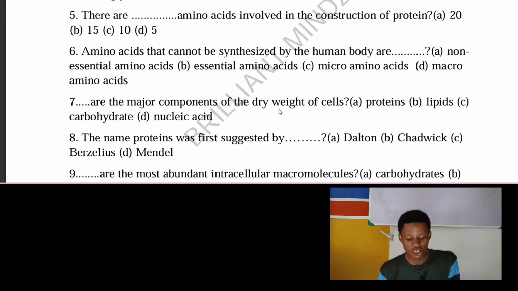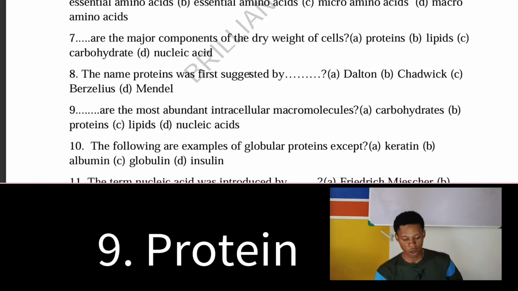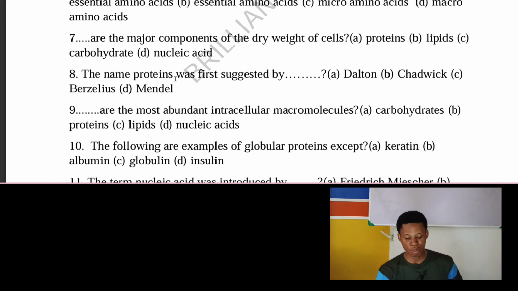Alright, so moving on to number 9. Dash are the most abundant intracellular molecules. Which one is the most abundant intracellular molecule? Just like I told you earlier, our body mass is made up of protein. So the most abundant intracellular macromolecule is proteins. So the option there is option B, proteins. Are we there? Number 10 now.